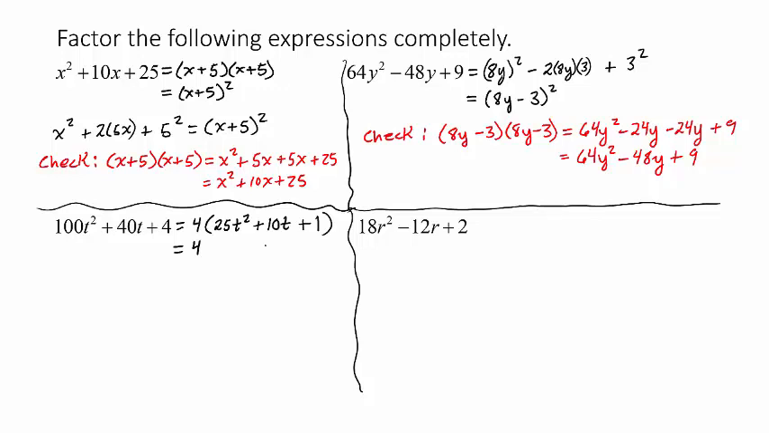And we think about the square root of 1, which is 1. Well, 5t times 1 is just 5t. When you multiply it by 2, that should be the middle term, okay? 5t times 2 is 10t, which is our middle term. Okay, so we've got it.